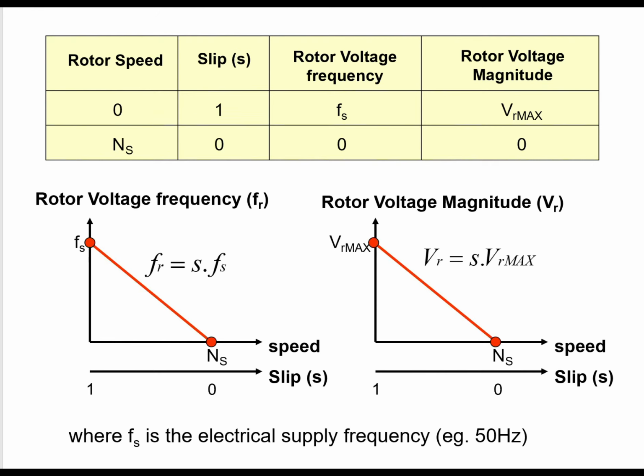Notice that if we know the slip, we will be able to understand what the rotor voltage frequency is compared to the source frequency. So when the speed of the rotor is 0, the slip is equal to 1. And in this case, the rotor voltage frequency is at the maximum. And as the speed increases, that frequency decreases until reaching 0. A similar case happens to the rotor voltage magnitude. It is equal to S times the maximum voltage of the rotor.